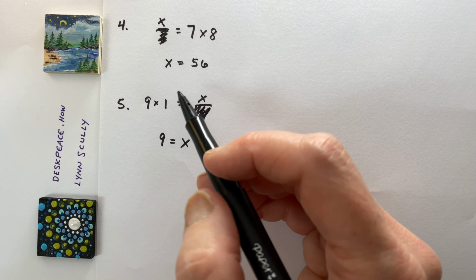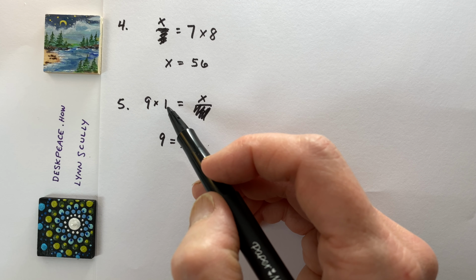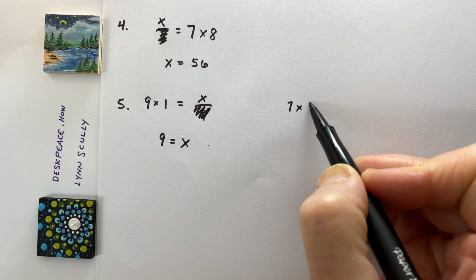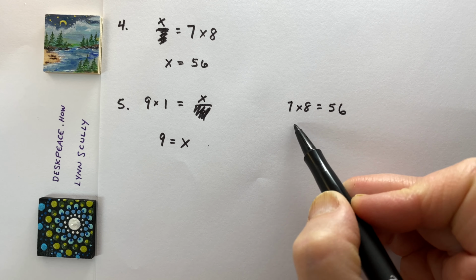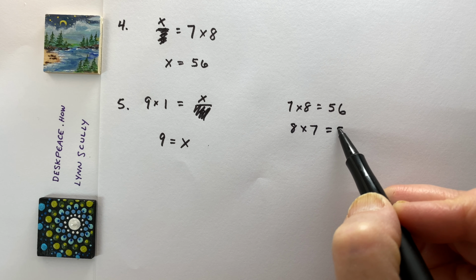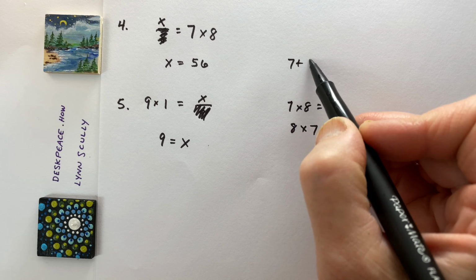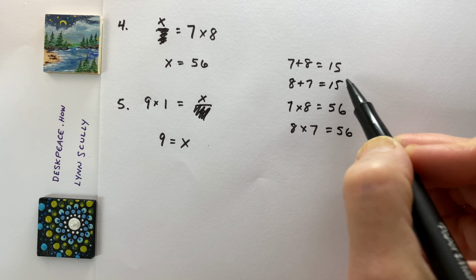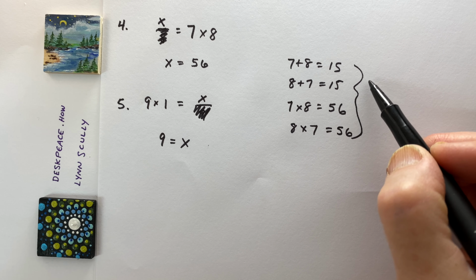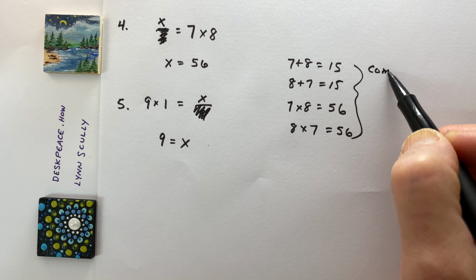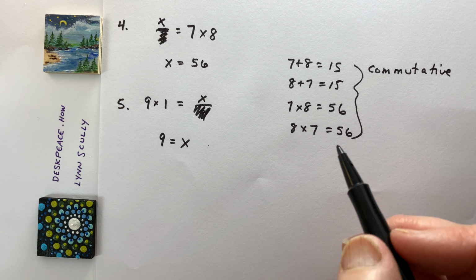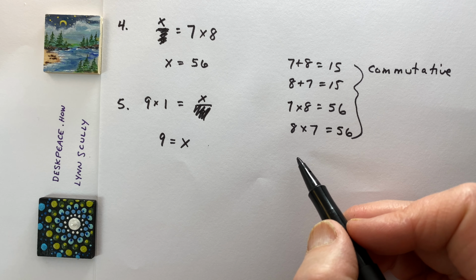Now, in the previous video, every time we moved a subtraction, it had to follow. But remember, addition and multiplication are commutative. And that means, for instance, 7 times 8 equals 56. 8 times 7 equals 56. 7 plus 8 equals 15. 8 plus 7 equals 15. These are called commutative. Let's see if I can spell that right. Commutative. Not so with subtraction and division.